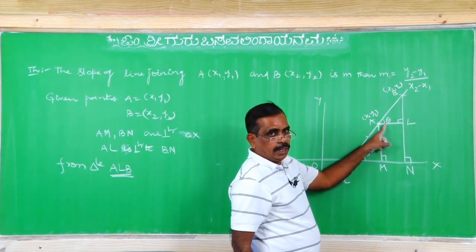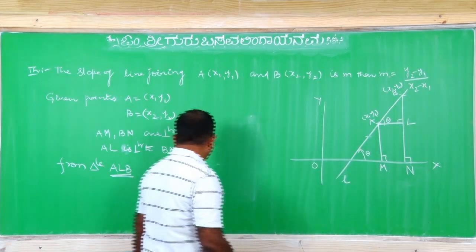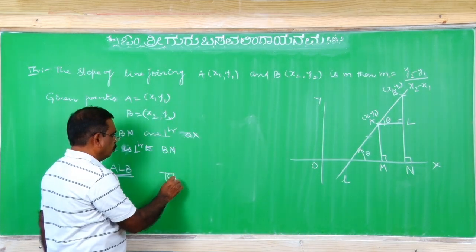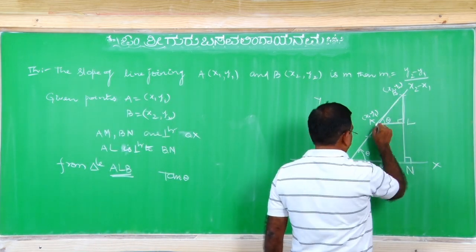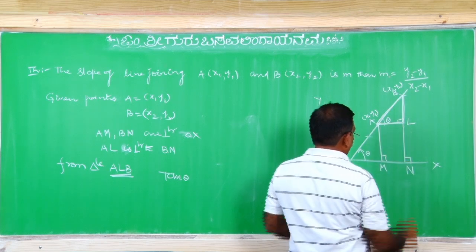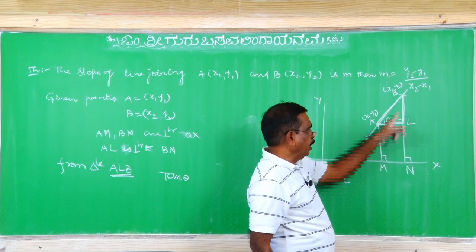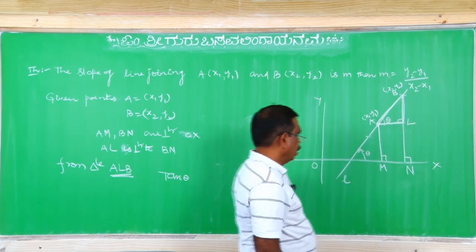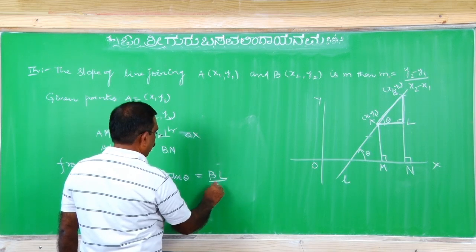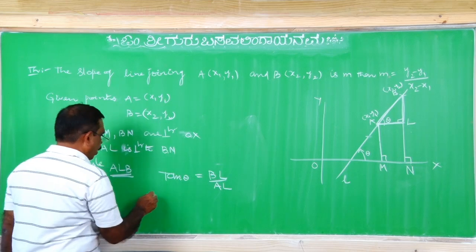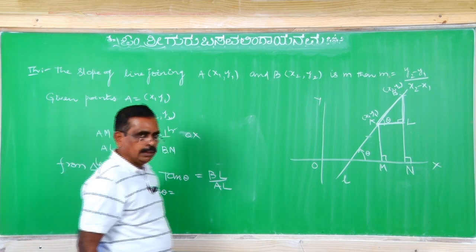This is theta. I want to find tan theta. What do you want? Tan theta. Tell me what is the tan theta value from that? This is a right angle triangle. This is the right angle. In a right angle triangle, tan theta means how much? Opposite side by adjacent. That is BL by AL. Correct or not? I am writing tan theta is equal to BL by AL.